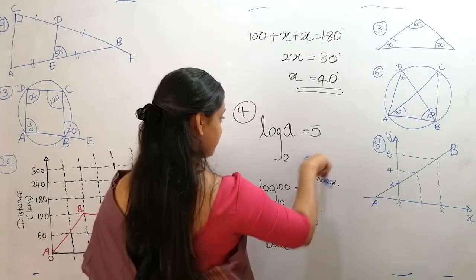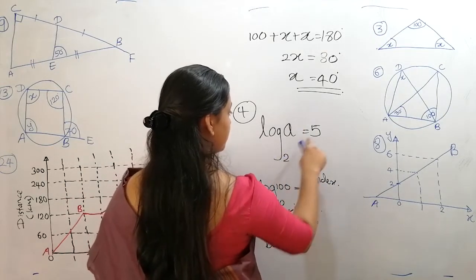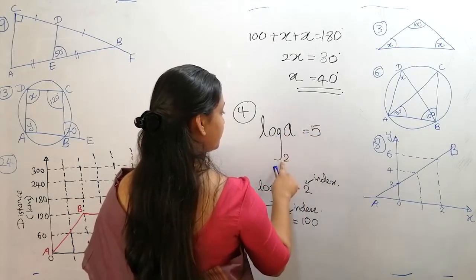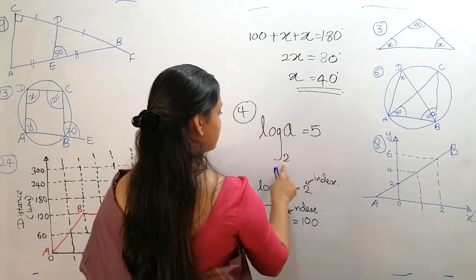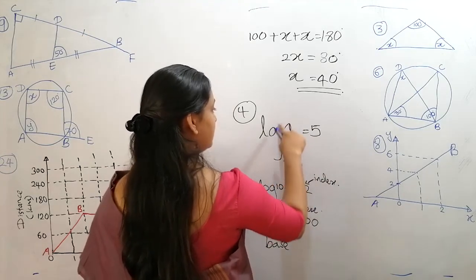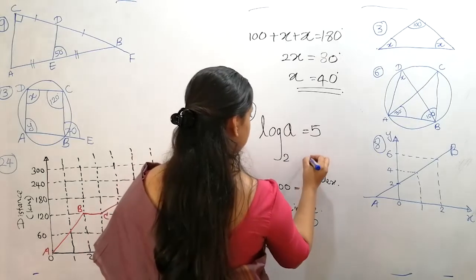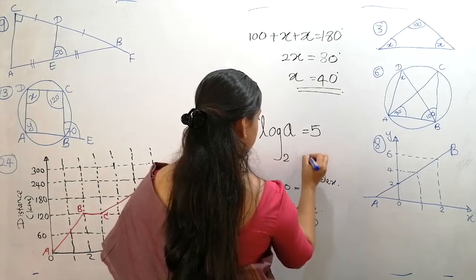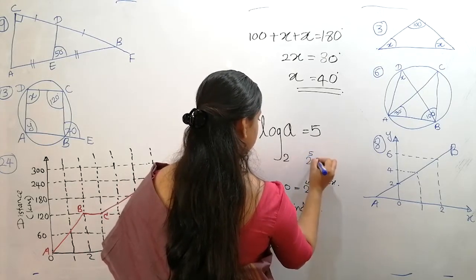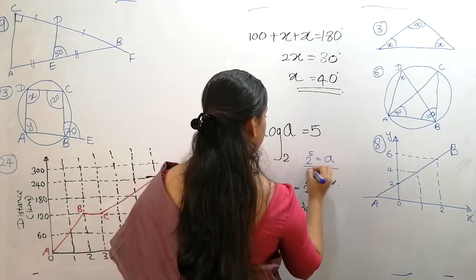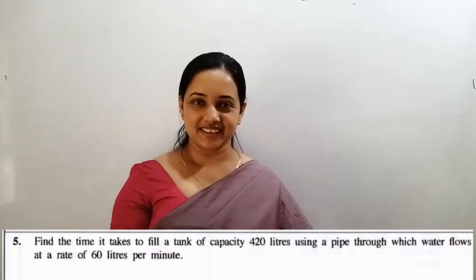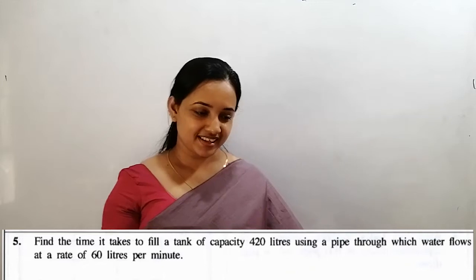Likewise, we can get the answer for this question. Then 2 to the power 3 should equal 8. This is the base, this is the index, and this is the numerical value. Therefore, the answer is 2 to the power 3 equals 8. This is the answer. Then look at question number 5.